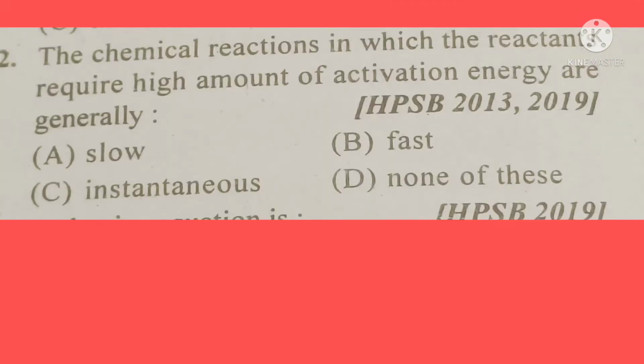The chemical reactions in which the reactants require high amount of activation energy are generally slow. The option A is the correct answer. क्योंकि सभी रिएक्टेंट्स को एनर्जी मिल नहीं पाती है, एक्टिवेशन एनर्जी, तो वो रिएक्ट नहीं कर पाते हैं, कुछ ही रिएक्ट करते हैं, इसलिए रिएक्शन स्लो होता है.